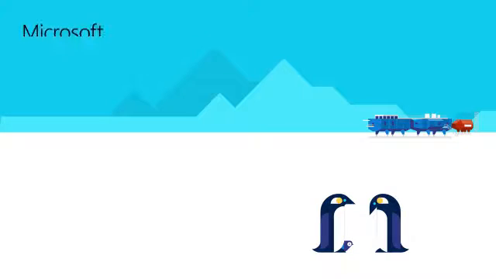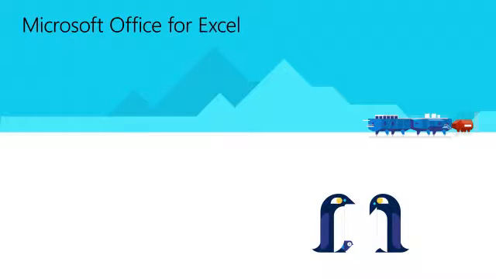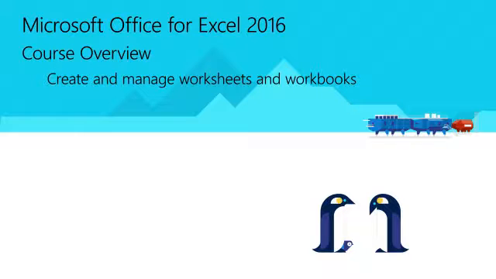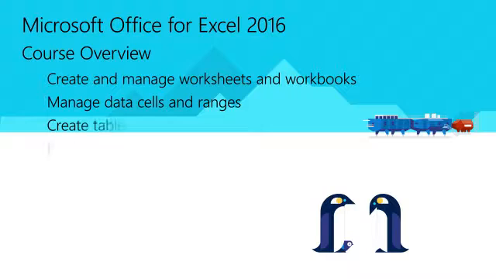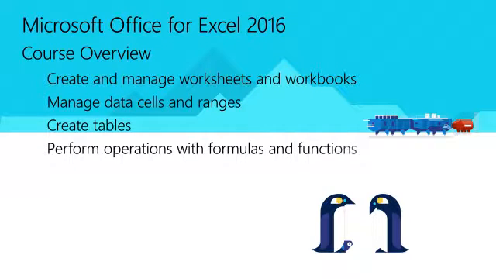Welcome to the Microsoft Office Specialist Academy course for Excel 2016. This course is divided into 5 main sections: create and manage worksheets and workbooks, manage data cells and ranges, create tables, perform operations with formulas and functions, and create charts and objects. Each section contains specific tutorials that are intended to be followed sequentially from workbook creation to printing.